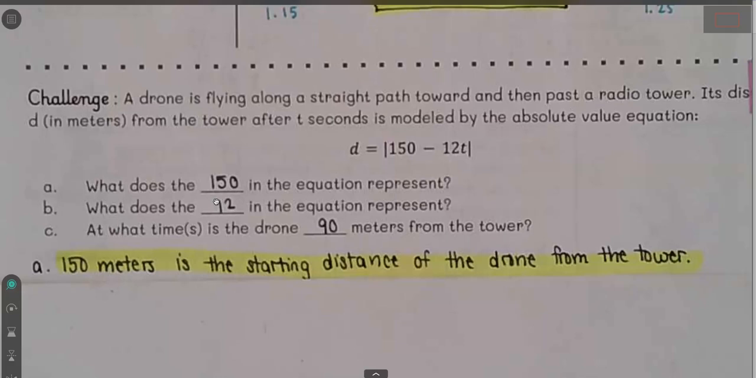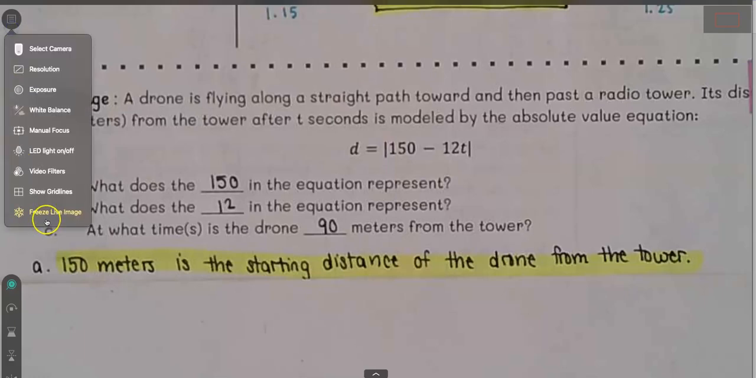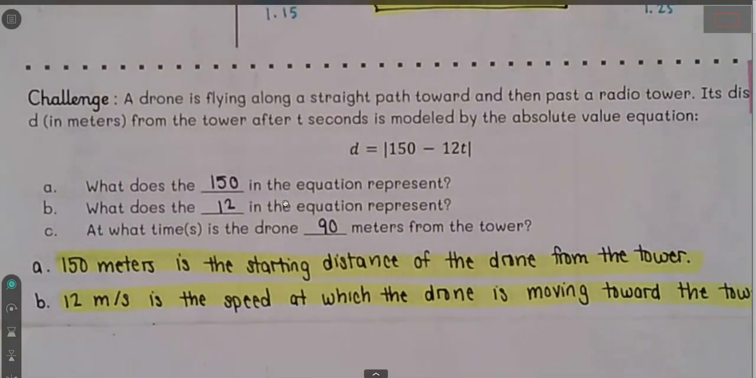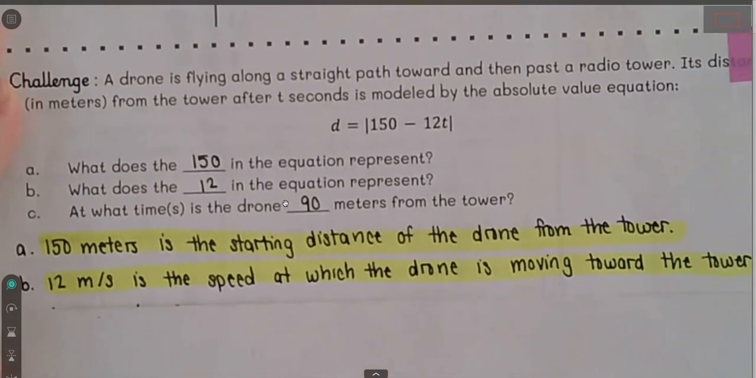No one else? All right, Ella, go ahead. Is it how fast it goes? Yes, it's the speed. Good job. Yes, 12 represents the speed at which the drone is moving toward the tower.